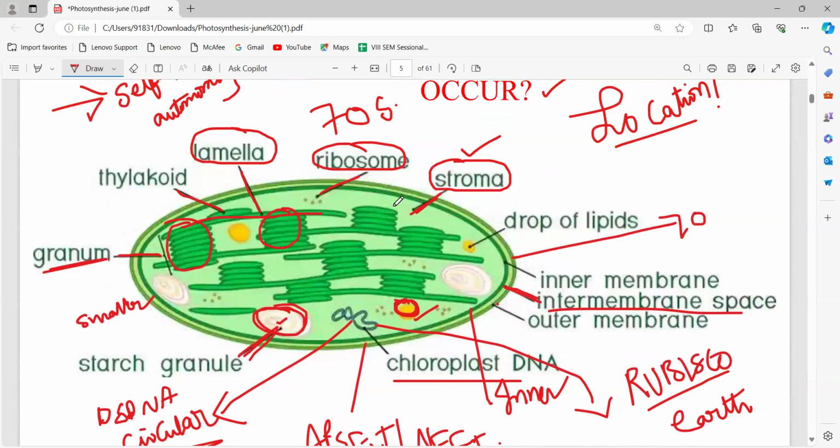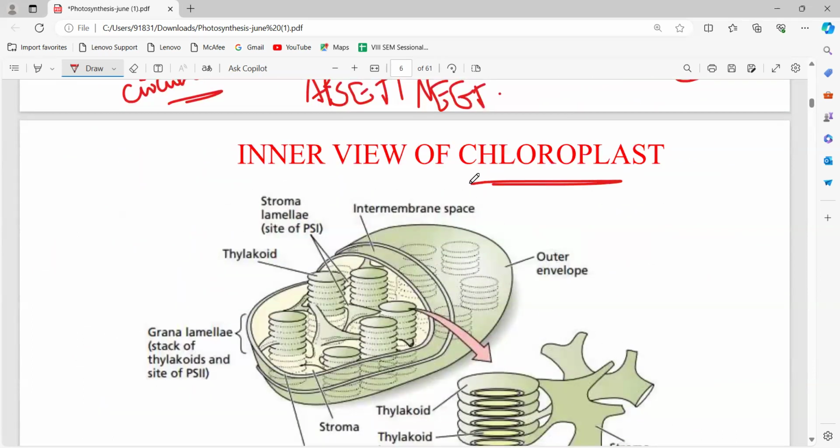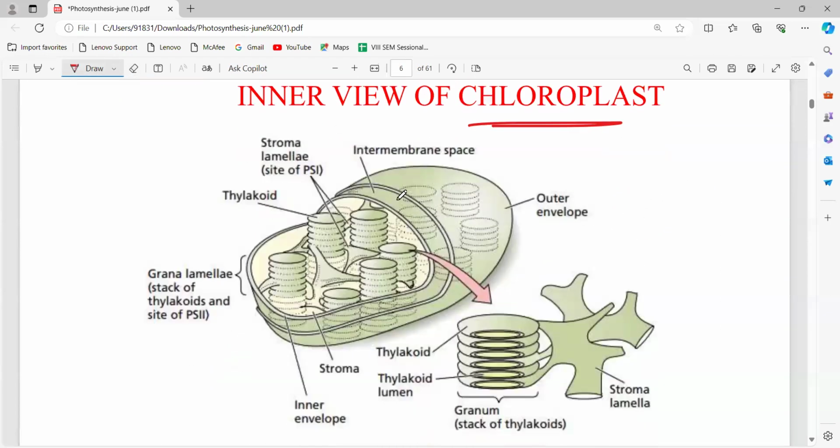But friends, it is very important to understand the deeper anatomical structure also. Why do we have to understand the deeper anatomical structure? What is the reason? The reason is that inside the chloroplast, remember my words, various reactions take place at various regions. At various places or various regions, various reactions will be taking place. That's the reason it is very important to remember every single region.